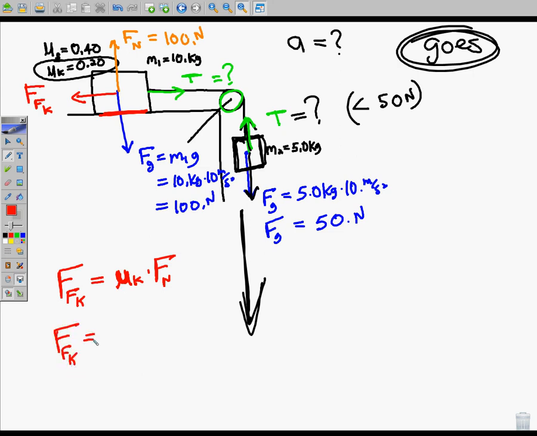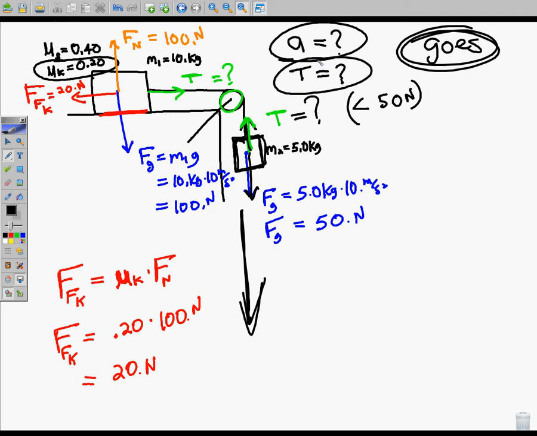F_fk equals mu sub k, which is 0.20, times the normal force, 100 newtons. That's 20. So we now know that this force here is 20 newtons. So it's T minus 20 newtons. So we essentially have two unknowns. We're interested in getting the acceleration, but we also could find the tension force as well. And since we have two unknowns, guess how many equations we're going to need? Two equations.